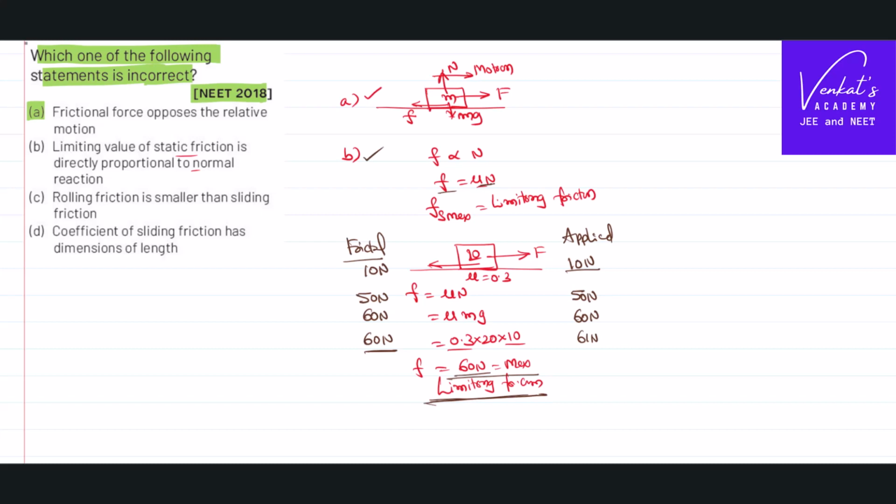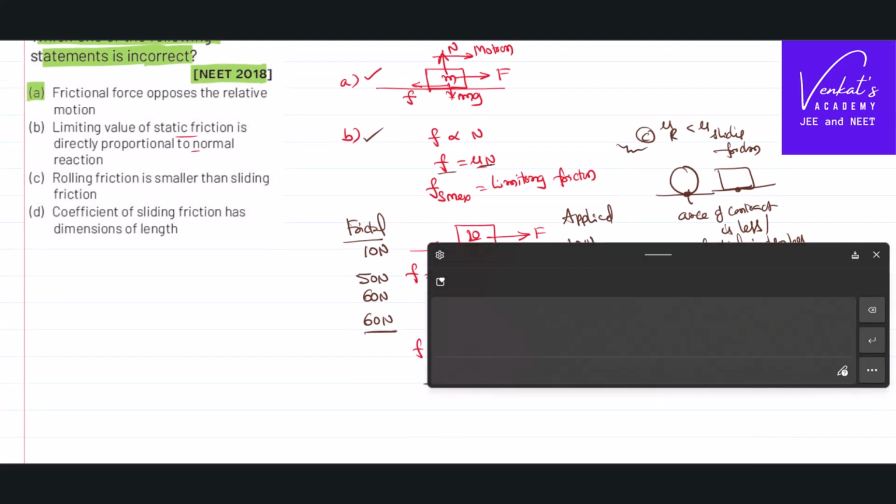Next, C. What C tells you is rolling friction is, of course, less than sliding friction, which is kinetic friction, right? Because while you are rolling, the body will be moving like this. In the case of rolling, the area of contact is less. As the area of contact is less, the friction developed is automatically less. That's why we make all the wheels rolling but not sliding. So statement C is correct.